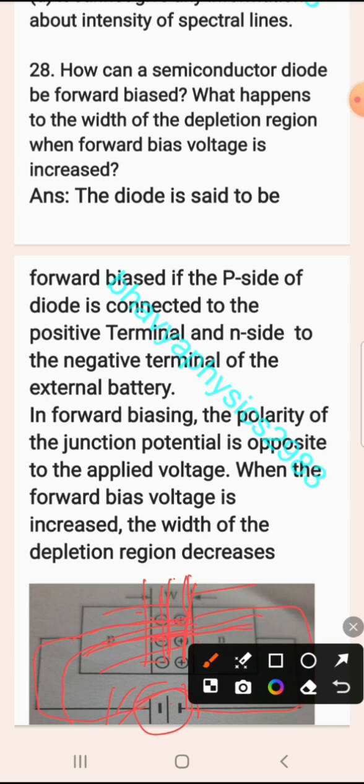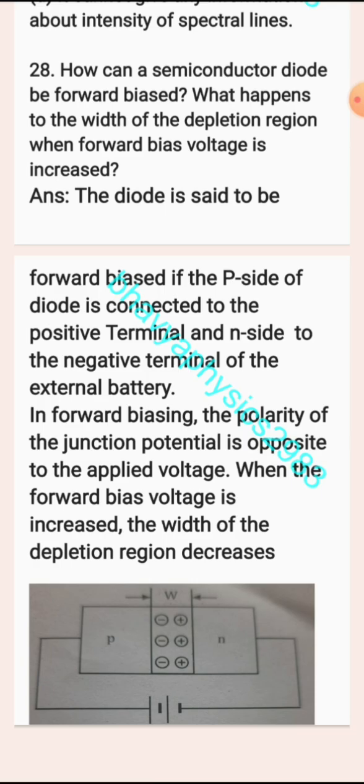But once you connect this battery, and as you increase the battery voltage, these holes are repelled and hence start to move through this depletion region, or electrons are attracted by this and hence start to move like this. When they start to move, this depletion region width decreases. I hope it is clear, students.